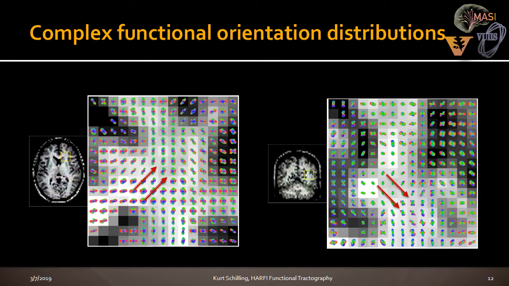We show that we're able to capture complex functional orientation distributions. For example, in regions where we'd expect crossing fibers structurally, we get a crossing functional distribution, here showing 4 distinct peaks. We can also get even more complex regions where there are ultimately 5 or more unique peaks in this function.